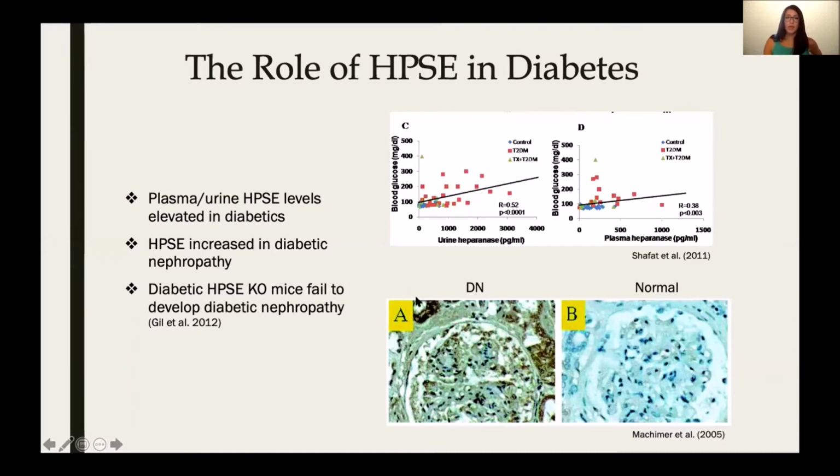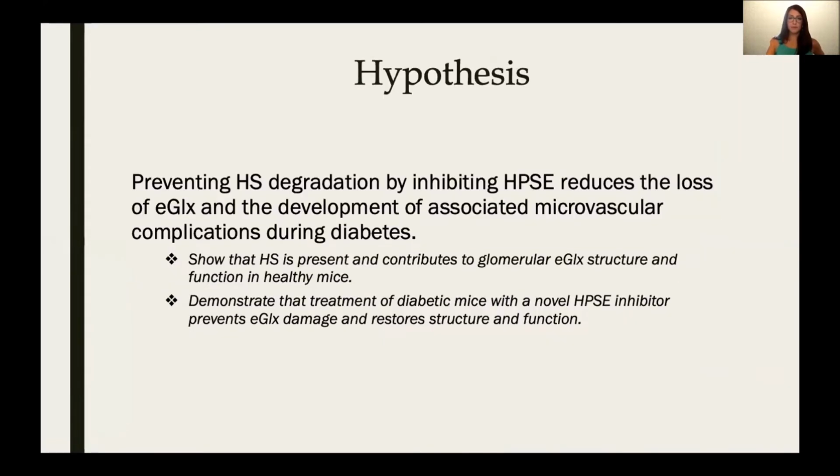tissue. And there's also a diabetic model which shows that heparinase knockout mice fail to develop diabetic nephropathy compared to the wild type control. So this is showing that heparinase plays an important role in the development of diabetic nephropathy. So this leads me to the hypothesis that preventing heparan sulfate degradation by inhibiting heparinase will help to reduce the loss of E-glycocalyx and the development of the associated microvascular complications during diabetes.